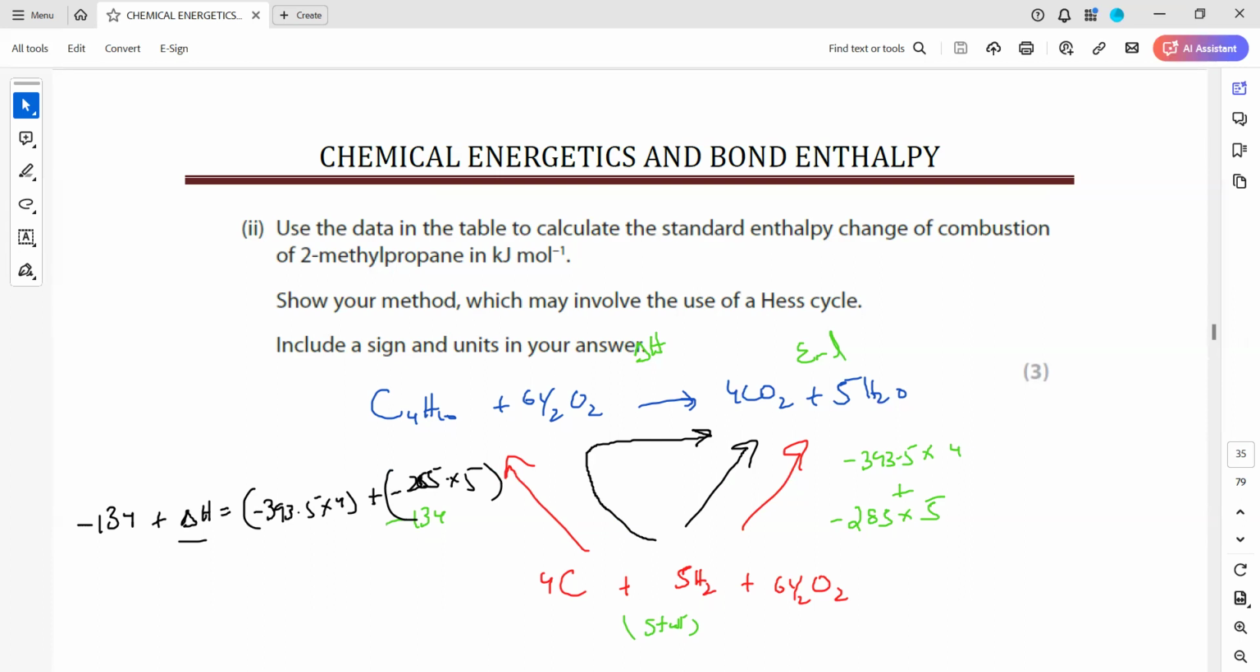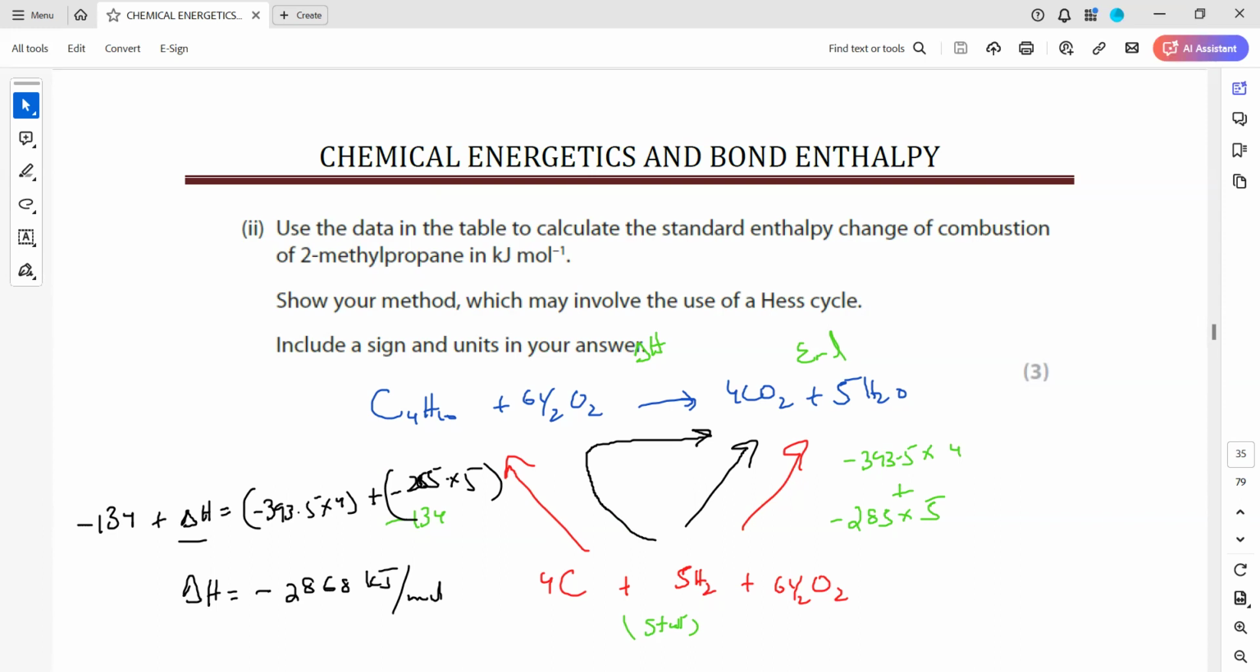Which is minus 2880, minus 870 about, or 869. So delta H will be minus 2868 kilojoule per mole. So this will be negative, this will be negative, and then added there. So the final answer will be negative. So it's minus 2868 kilojoule per mole. Is it clear, this one? How we worked it out?